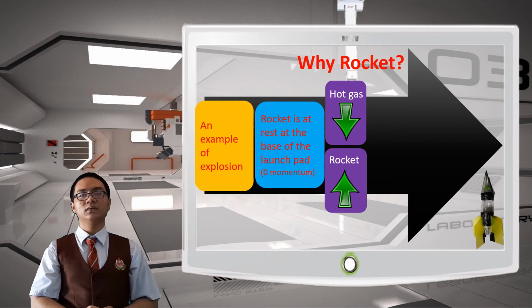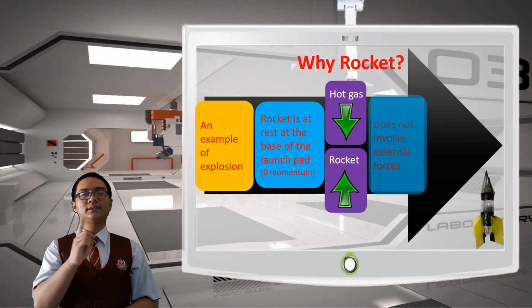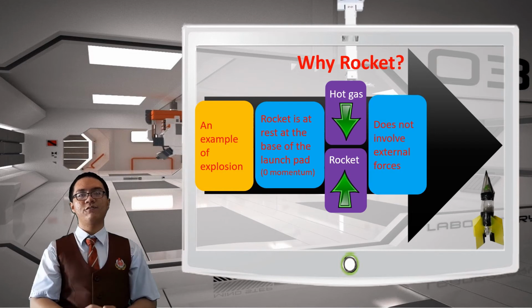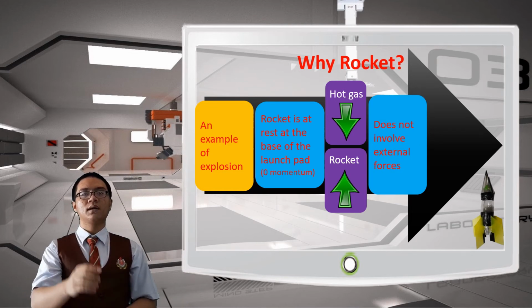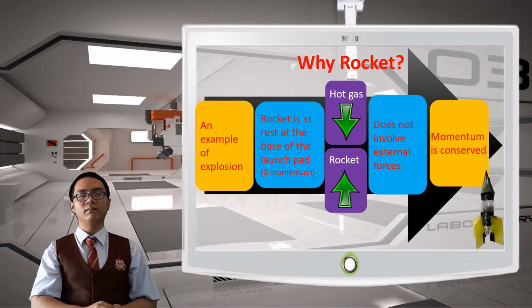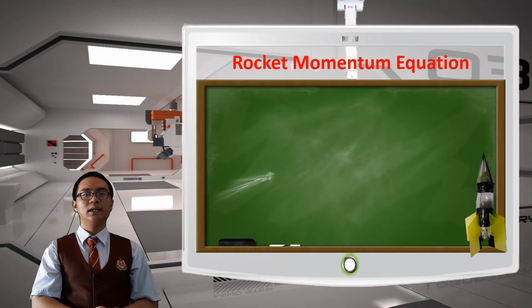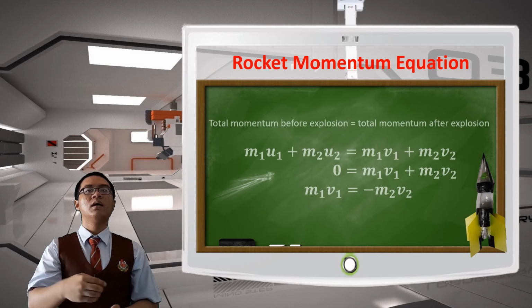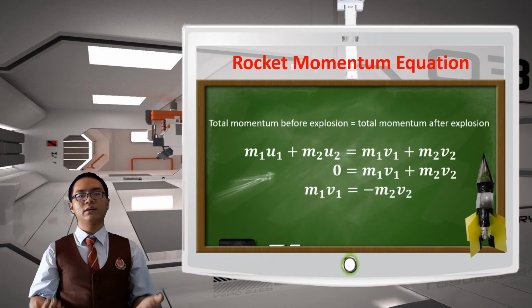Explosion is also a closed system which does not involve external force. As such, total momentum is also conserved in explosion. For the equation, it will look like this. Total momentum before explosion will be equal to the total momentum after explosion.